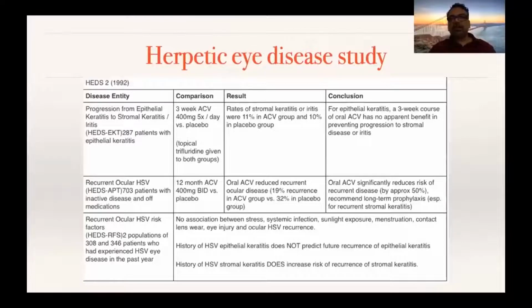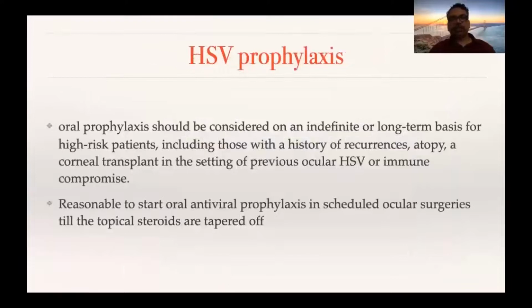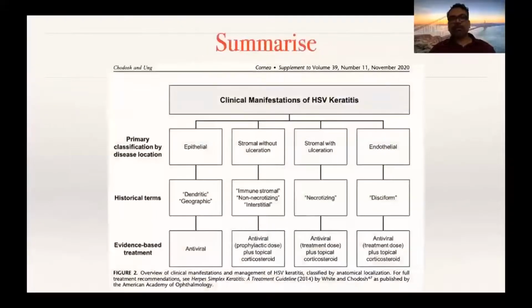Oral acyclovir significantly reduces the risk of recurrent disease by approximately 50% and is recommended for long-term prophylaxis, especially for recurrent stromal keratitis. Also, oral prophylaxis should be considered on an indefinite or long-term basis for high-risk patients, including those with a history of recurrences, atopy, corneal transplant in the setting of previous HSV, or immunocompromise. It is also reasonable to start oral antiviral prophylaxis and schedule ocular surgeries till topical steroids are tapered off.